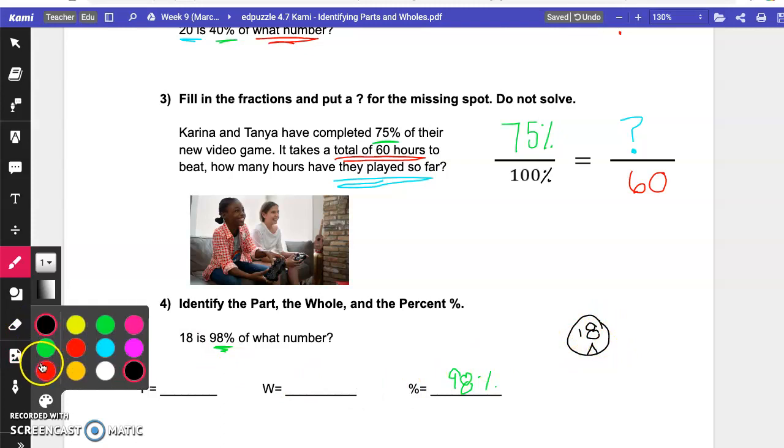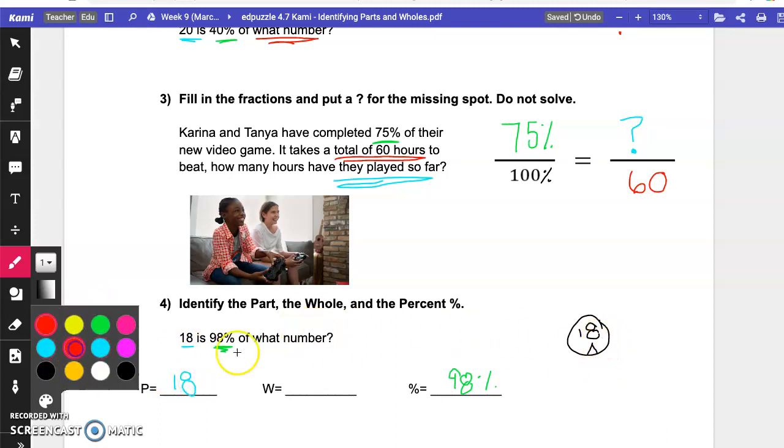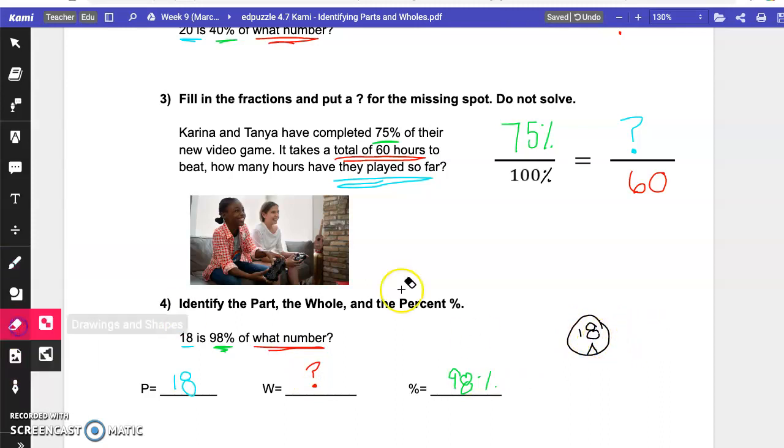So once again, it sounds like our part is 18. We know there's 18 slices, and that's 98% of our pizza. We don't know how many total slices there are. Again, if you're watching with me, draw something like this. I'm going to erase it.